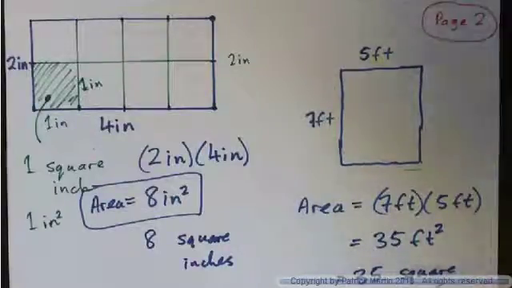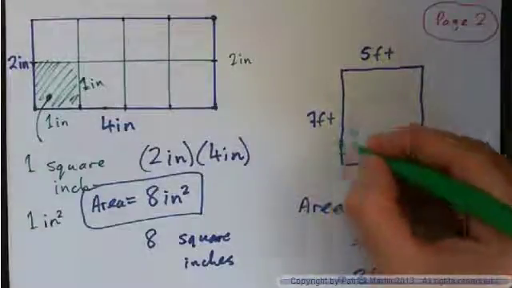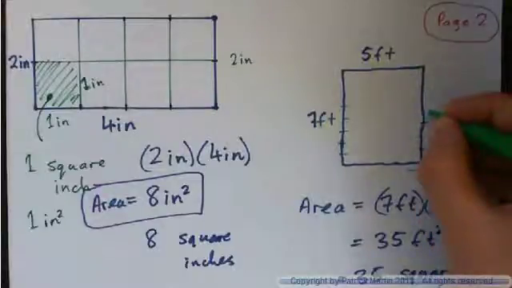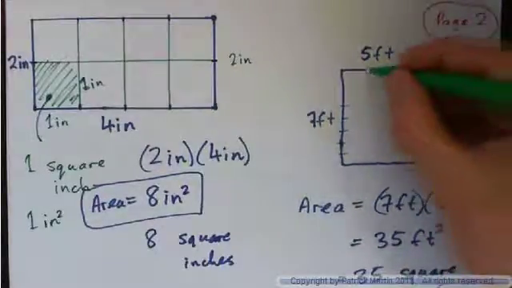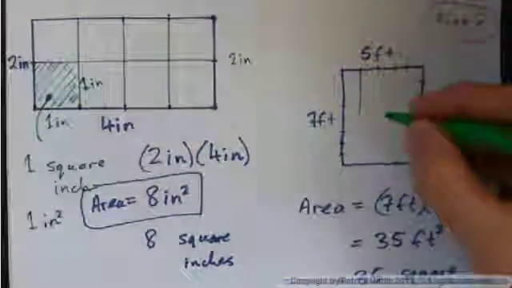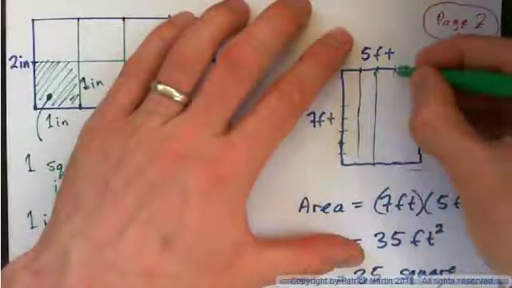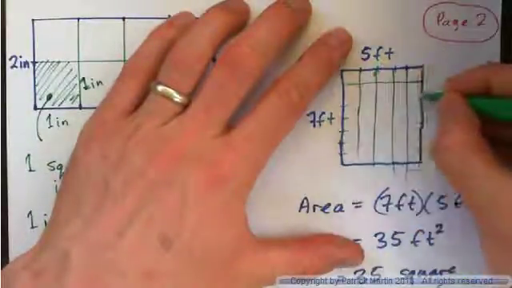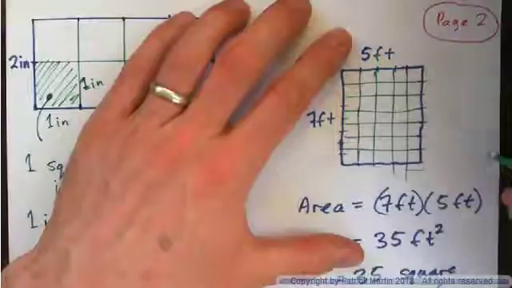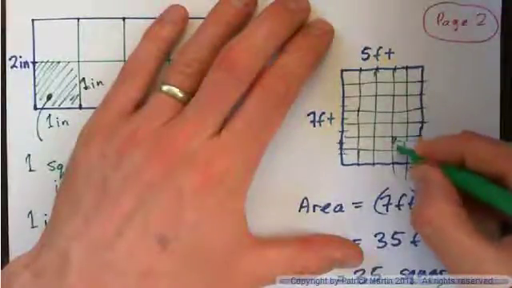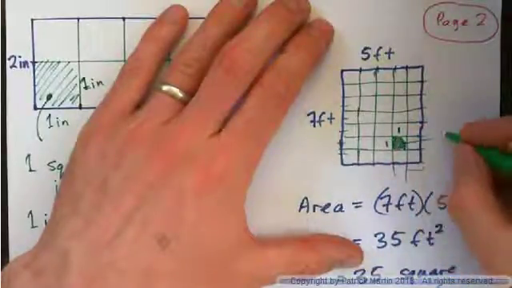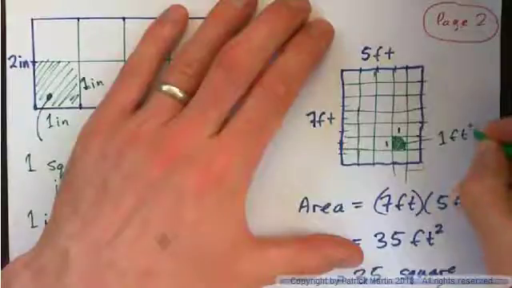square feet. And what that means, of course, is if I split this into 1, 2, 3, 4, 5, 6, 7, and split this guy into 1, 2, 3, 4, 5, then each one of these little squares, like this little square here, would be 1 foot by 1 foot. Okay, this is 1 square foot, or 1 foot squared.